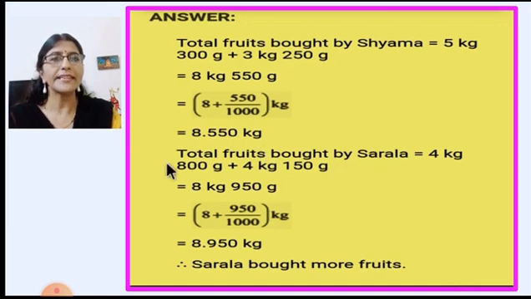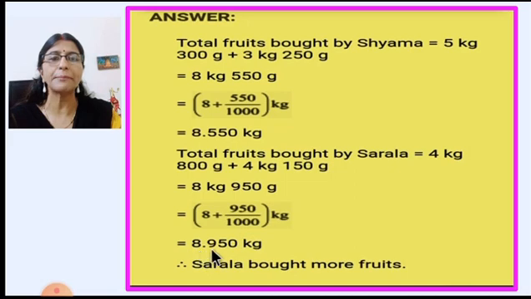Now another lady is there, Sarla. Sarla bought 4 kg 800 grams of fruits plus 4 kg 150 grams of fruit. So now we are going to add this. 4 plus 4 is 8 kg and then 800 plus 150 is 950. Now again same method. This we will keep as it is because it is already in kg. This we will convert into kg. So 950 is in gram, so we'll divide it by 1000. Now again we'll convert this into decimal fraction. There are 3 zeros, so the point will be shifted 3 places to the left. 1, 2, 3. So point will be here. So when you add this, 2 you will add.